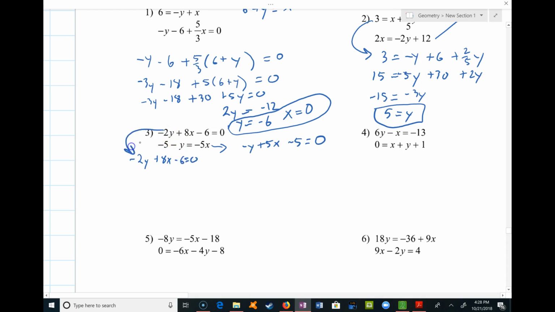So this one I would just write down here. And if I multiply this one, both sides, by negative 2, I would get positive 2y. And negative 2 times 5x would be negative 10x. And negative 2 times negative 5 would be positive 10 equals 0.